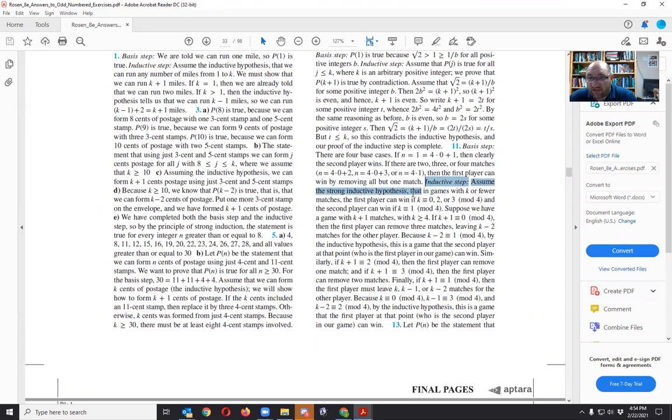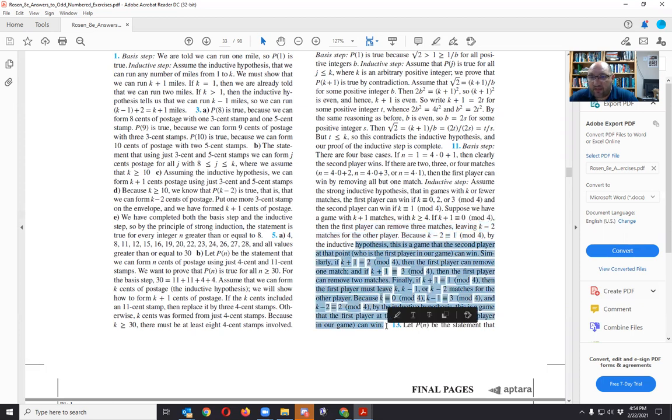Assume the strong inductive hypothesis for k or fewer matches, and suppose we have a game with k plus 1 matches, and there's that modulo operator again. The first player can remove 3 matches, leaving k minus 2, because k minus 2 is congruent to 1 modulo 4, by inductive hypothesis, the second player wins.